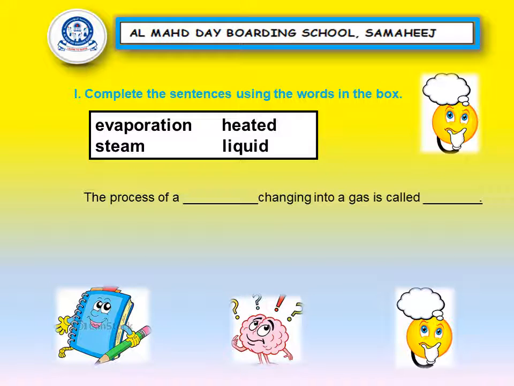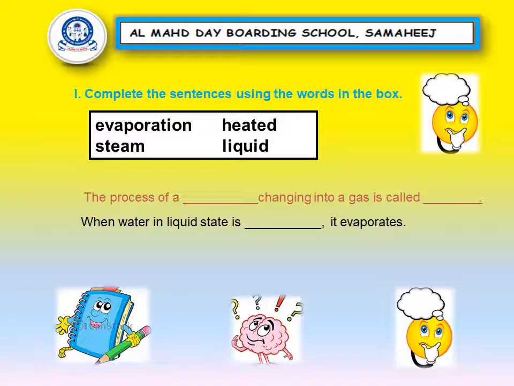First part of Assessment number 2, complete the sentences using the words in the box. You have 4 choices: evaporation, steam, heated, and liquid. First sentence, the process of blank changing into a gas is called blank. Second, when water in a liquid state is blank, it evaporates. Last, water in a kettle boils and turns to blank. You're going to choose the answer from the list of words in the box.